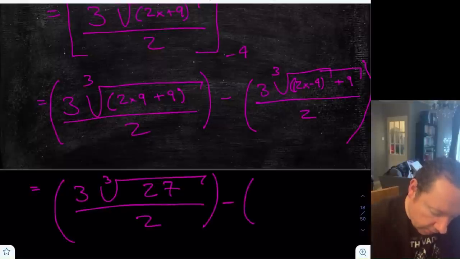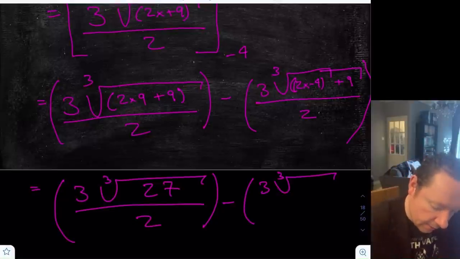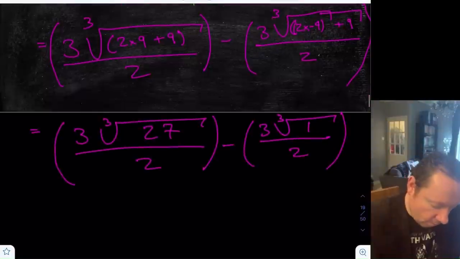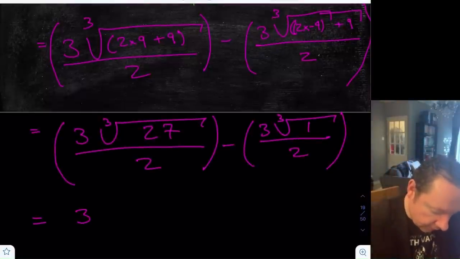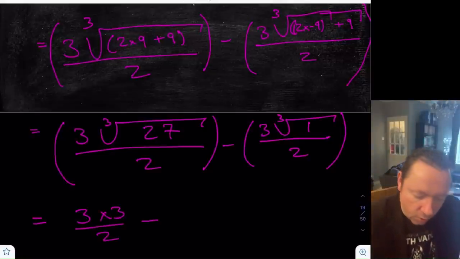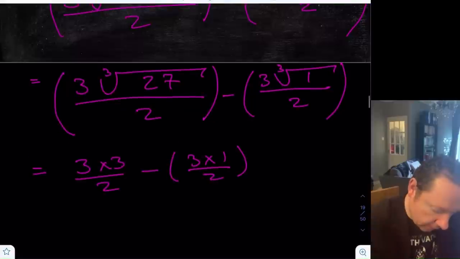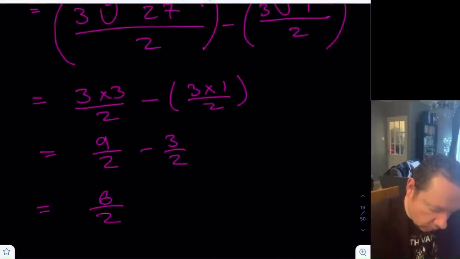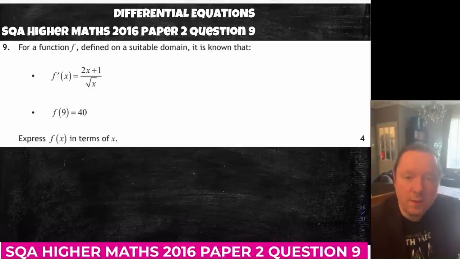Minus 3 times the cube root of 2 times minus 4 is minus 8, add 9 is 1, all over 2, and that's handy because that now simplifies quite easily. The cube root of 27, 3 times 3 is 9 times 3 is 27, so this gives me 3 times 3 over 2, minus cube root of 1 is 1, 3 times 1 over 2. Right, it goes 9 over 2 minus 3 over 2, which equals 6 over 2, which equals 3. And we're done there.